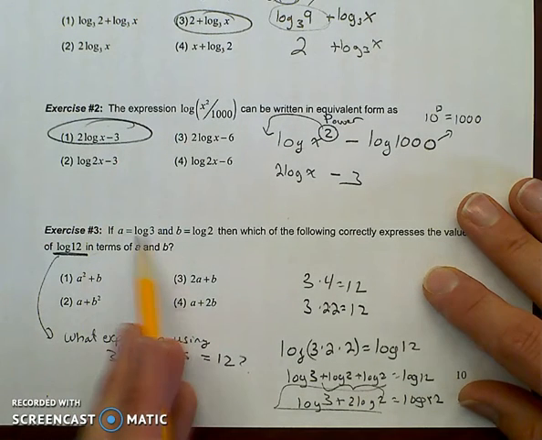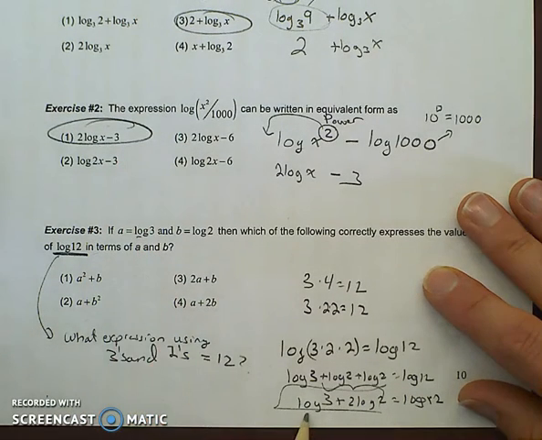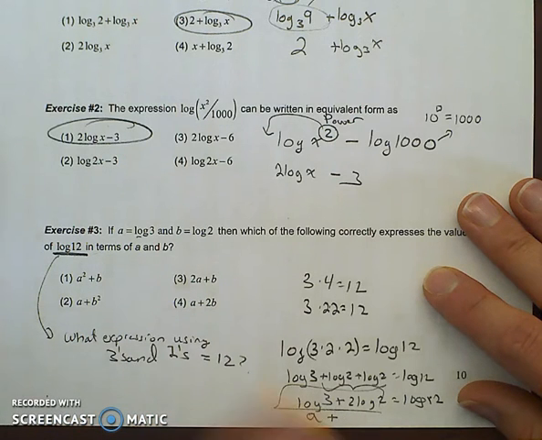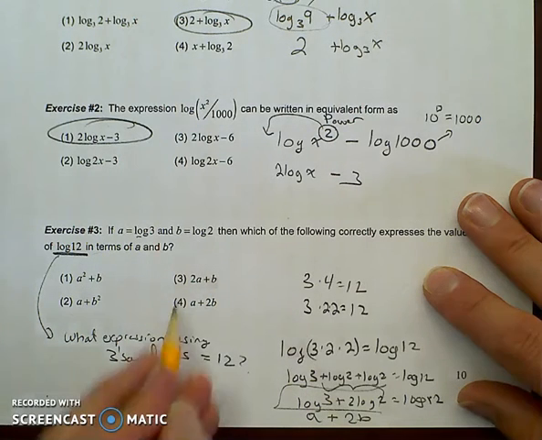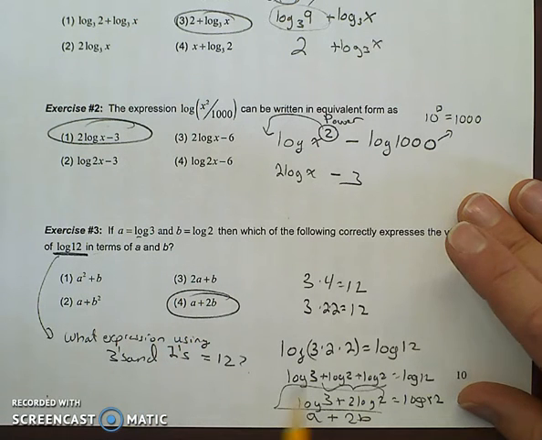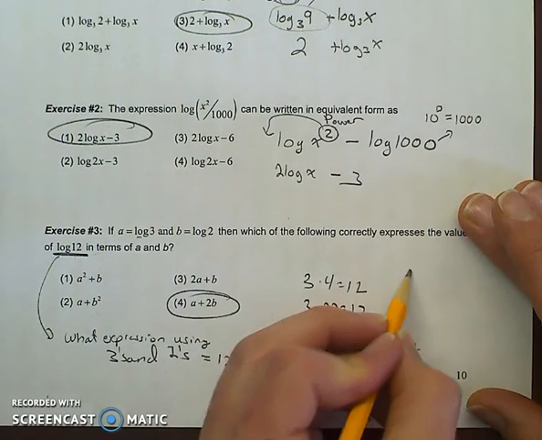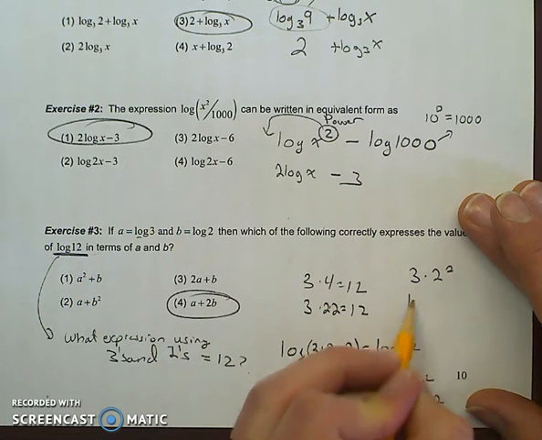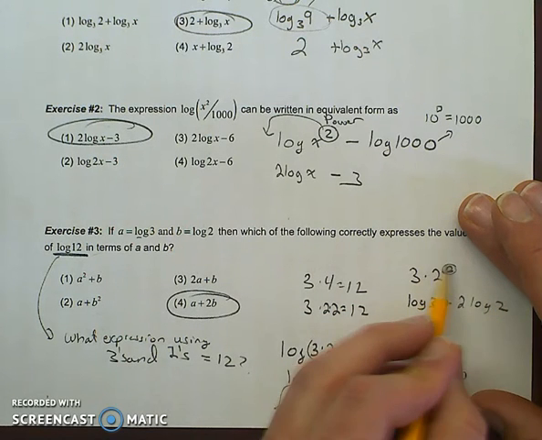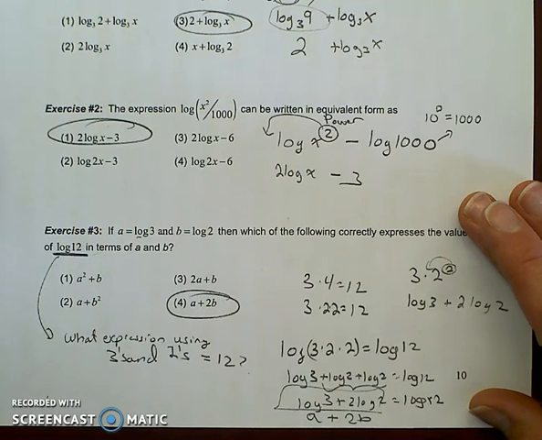And therefore, do I see that somewhere? Nope, but I can do a's and b's. This is log 3, which is a, plus 2 log b, 2b, and there's a plus 2b right there. Another way you could have done that, just real quick, is 3 times 2 squared. You get log of 3 plus 2 log of 2 due to the power rule, bringing that out in front.